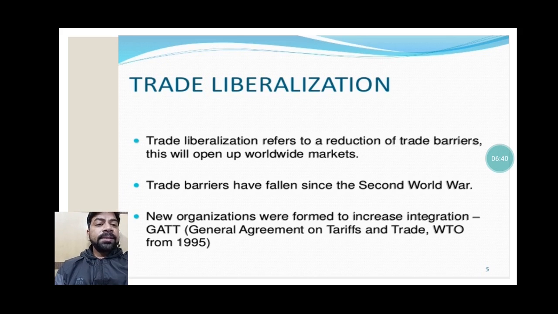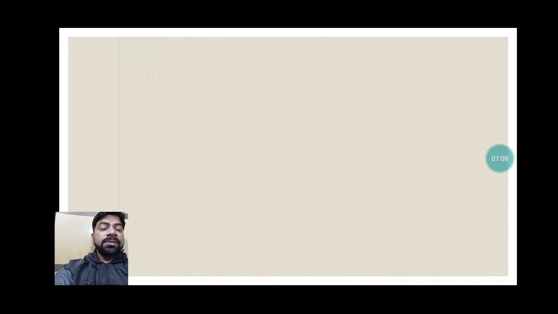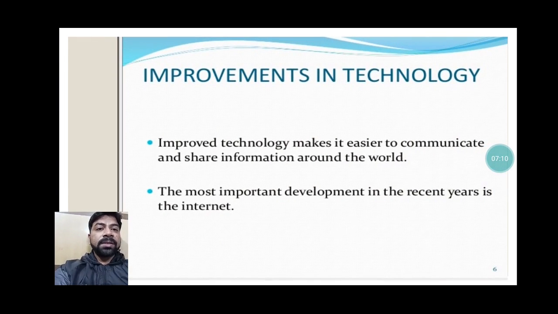Trade barriers have fallen since the Second World War. After the Second World War, when people came to know the importance of economy, they realized that trade barriers will always restrict or act as a barrier between the countries and globalization. New organizations were formed to increase integration, that is GATT, General Agreement on Tariff and Trade, which was taken over by the WTO from 1995. So the World Trade Organization is also very much responsible for globalization.